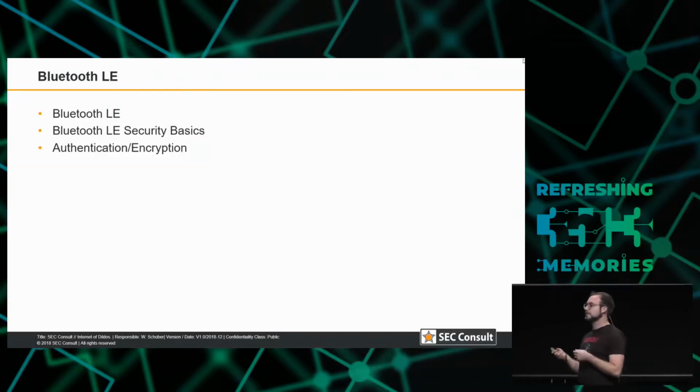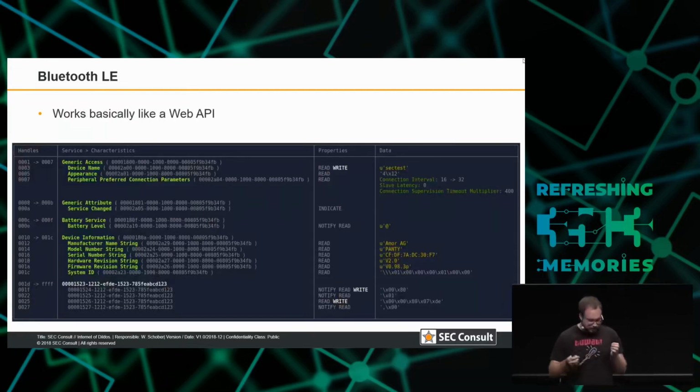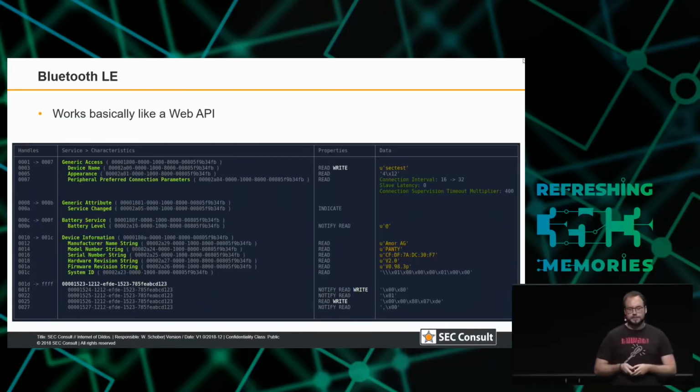Before I tell you about the vulnerabilities I have identified, I will tell you something about Bluetooth Low Energy in general, the security basics, and how authentication and encryption work on a very high level. You can imagine that Bluetooth Low Energy basically works like a web API. You have API endpoints, those are the service characteristics, and you have properties you can read and write. For example, the device name can be read or written to change the device name.